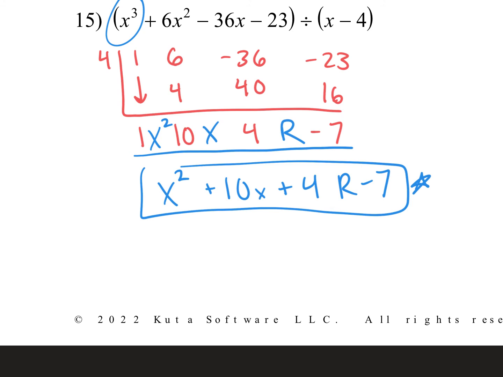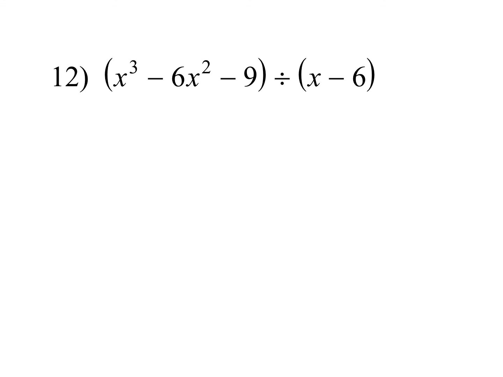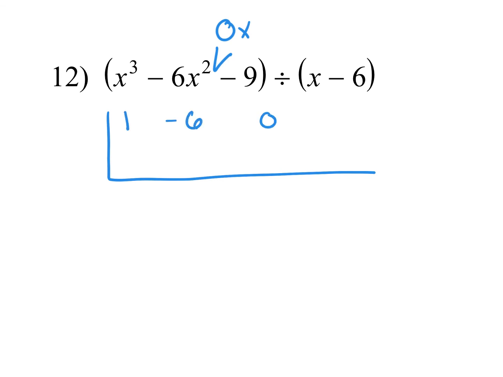All right, let's do number 12. Which term am I missing here? The x. So what am I going to put there? 0x. What's going to go inside the box? Perfect. 1, negative 6, 0, negative 9. What goes outside the box? Positive 6. So what's the first step?